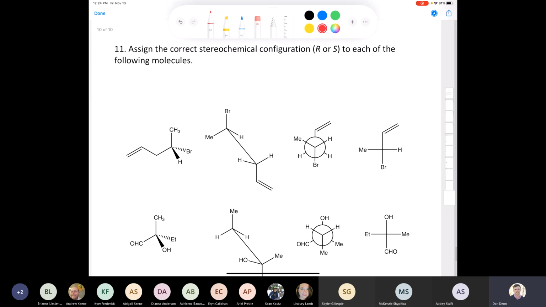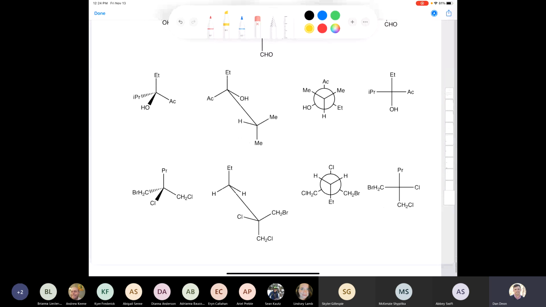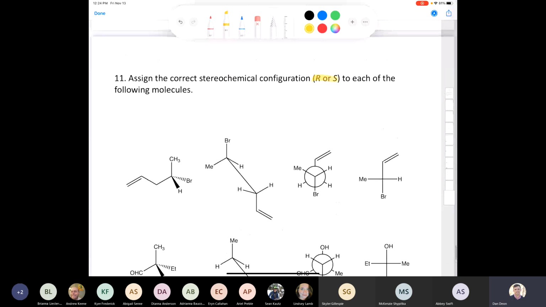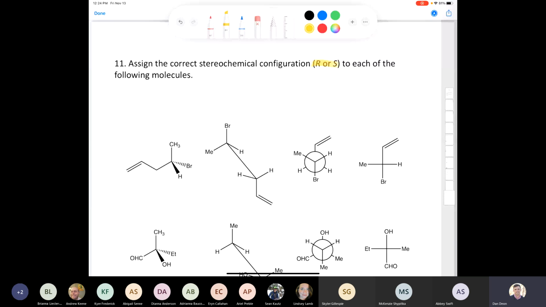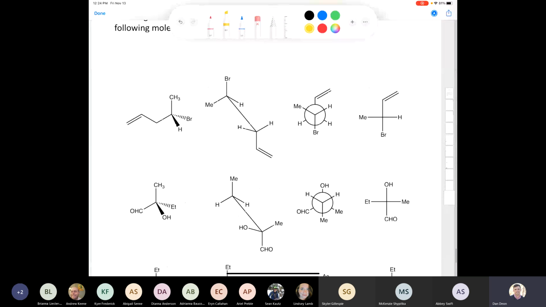And the very last question, question 11, asks you to assign stereochemical configuration, R or S, to each of the following molecules. So we have 4 times 4, a total of 16, and you want to assign a stereochemical configuration to all of those. And that's the entire assignment right there.